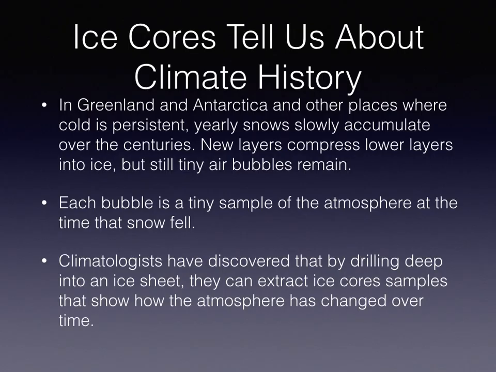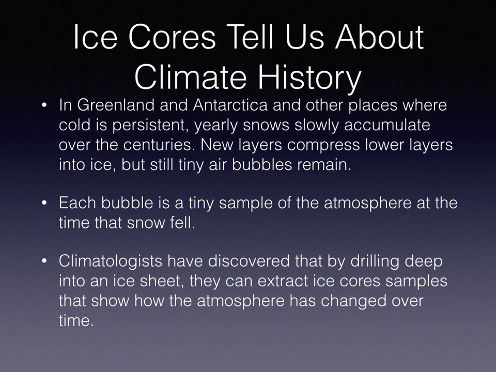Every time it snows, small amounts of air are trapped in the snow layers. In Greenland and Antarctica, and other places where cold is persistent, yearly snows accumulate slowly over the centuries. New layers compress lower layers into ice. But still, tiny air bubbles remain, even thousands of meters deep into glacial ice. Each bubble is a tiny sample of the atmosphere at the time that snow fell.